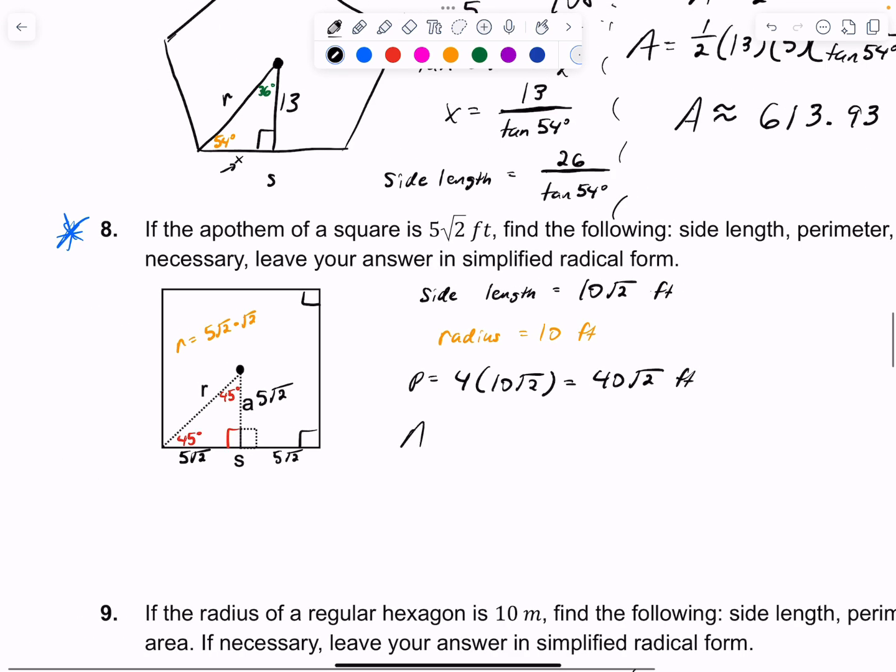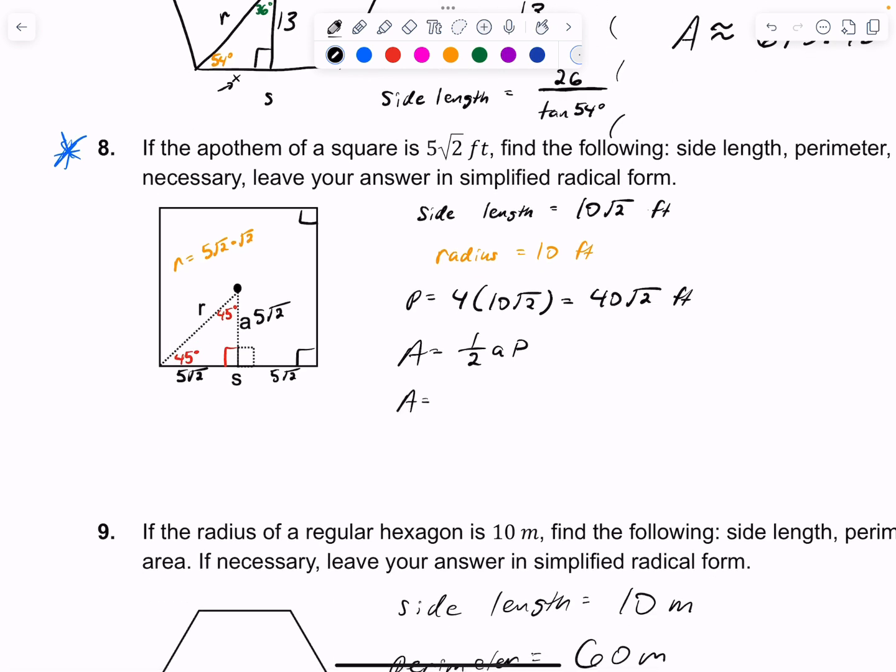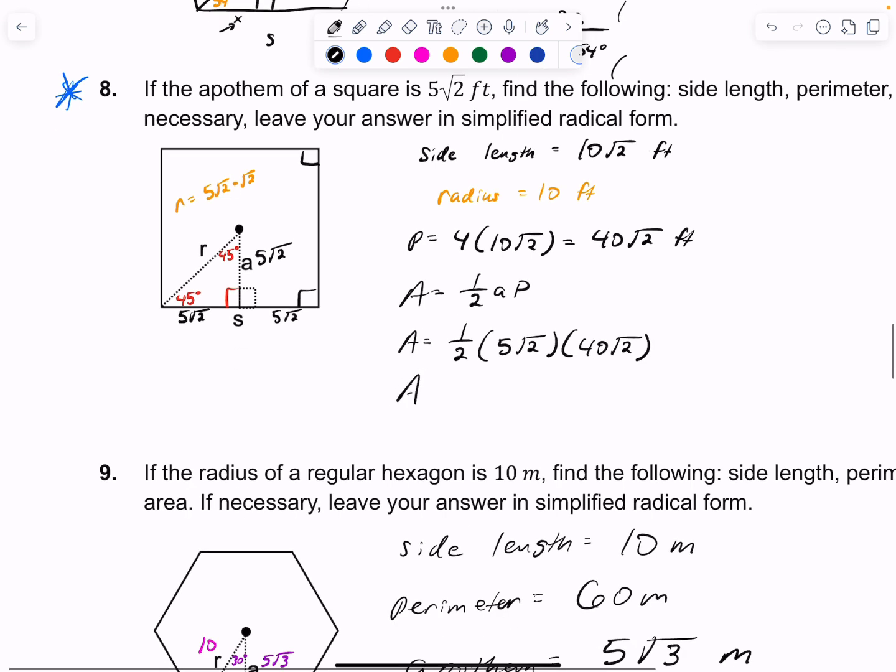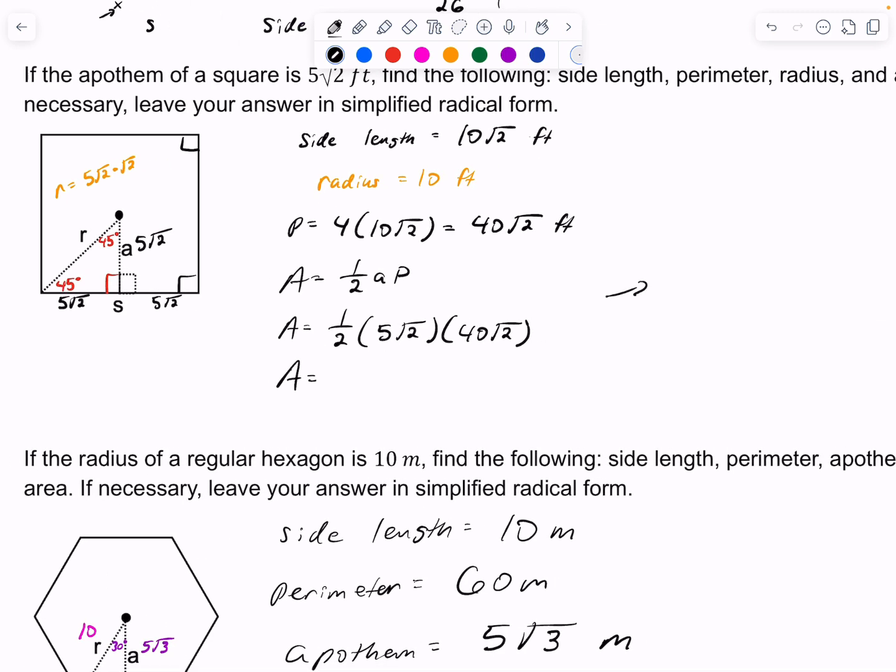And finally, the area, using our new formula, 1/2 times the apothem times the perimeter. I'm going to plug in my apothem, which was 5 times the square root of 2, and the perimeter I just found was 40 times the square root of 2. What I'm going to do first is half of 40 is 20. So I've got 20 root 2 times 5 root 2. Now the 20 times the 5 is going to be 100, and then the root 2 times root 2 is just 2. So our area is going to be 200 square feet.